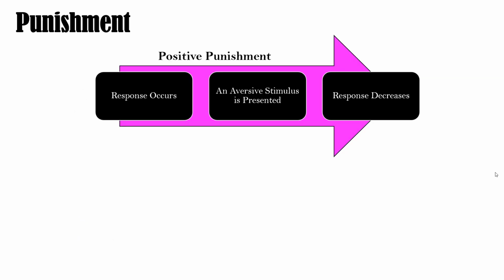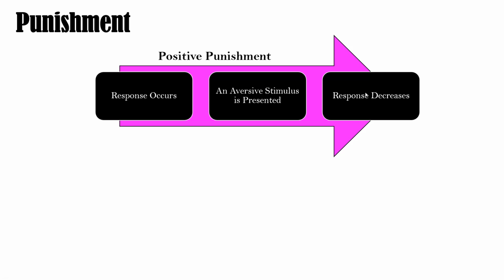Just to briefly go over it, the definition of punishment is that there's a stimulus change that's contingent on a response that decreases the future probability of the response. And remember, we have both positive punishment and negative punishment. With positive punishment, a response occurs and a stimulus is presented. That's where we get the positive. And with punishment, it's typically an aversive stimulus, and therefore the future probability of the behavior is going to decrease.